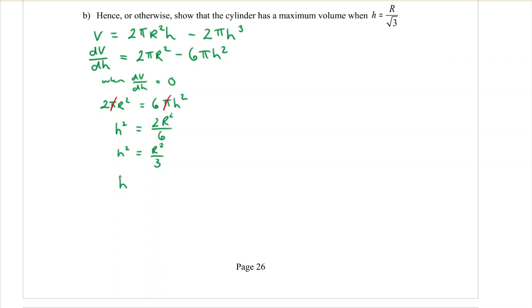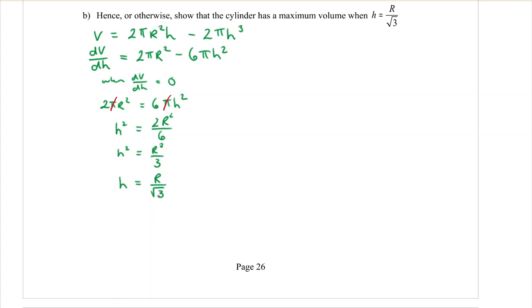To get the h by itself, I square root. Square root of r squared is just r. Square root of 3, unfortunately, has to be square root of 3. Tempting to put plus or minus, but again, thinking about the practicality of this situation, the h represents a height. It's not ever going to be a negative number. Okay, so I don't need the negative version of that.